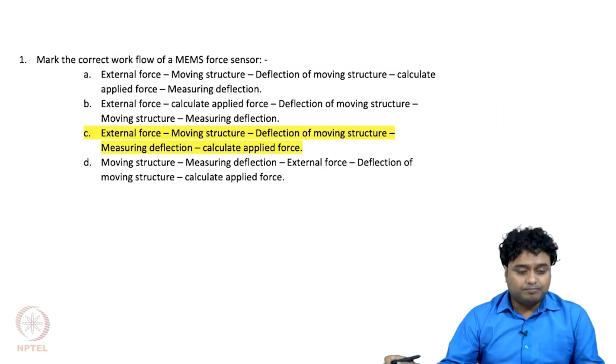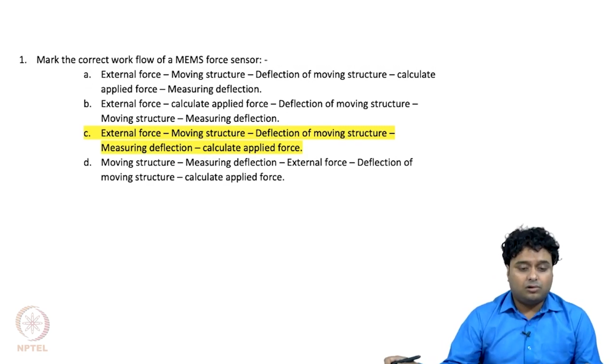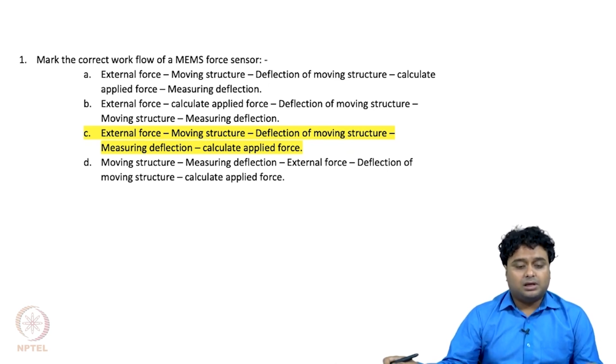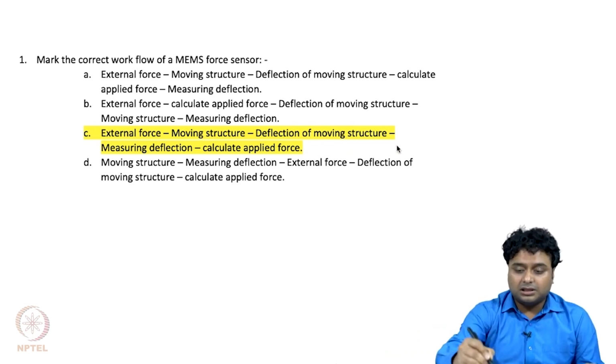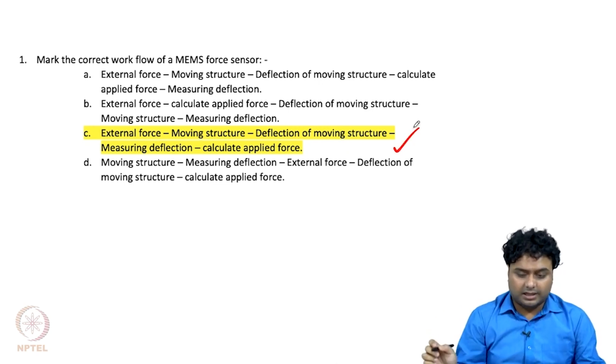So the first problem was: mark the correct workflow for a MEMS sensor. For a MEMS force sensor, it will be like an external force, and that external force will act on some moving structure. Because of that external force some deflection will happen, and then we will measure this deflection by some electronic or optical way, and then we can back calculate the applied force. So the correct option is C. So C is the correct option.